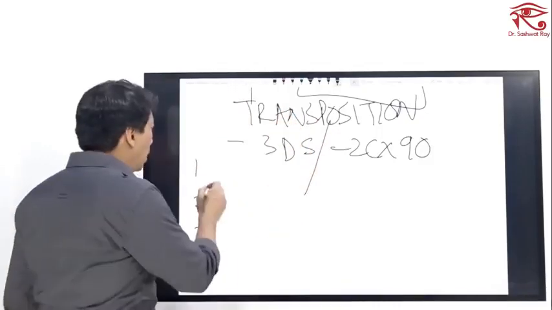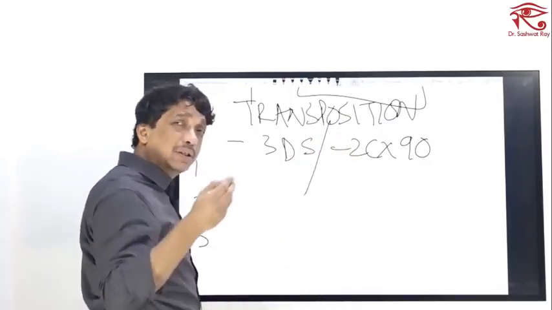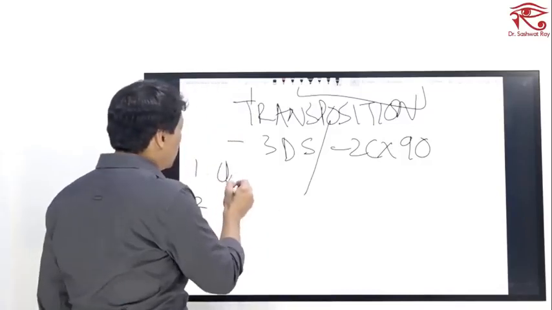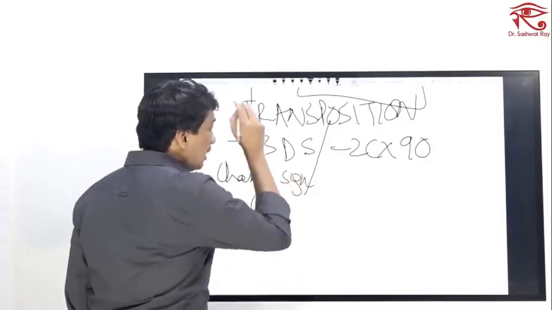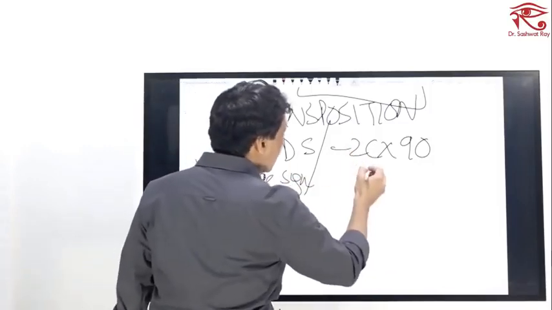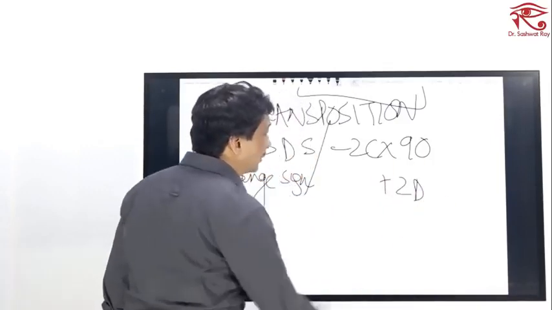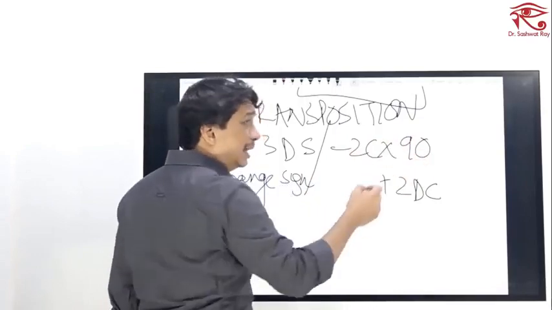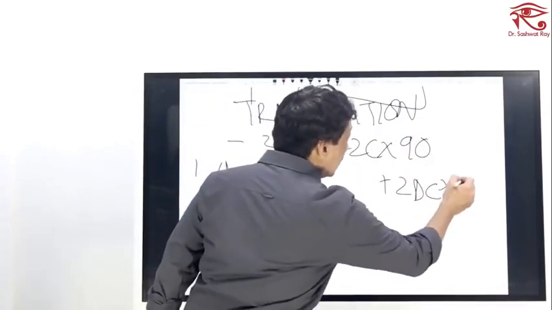Let's look at the rule. The first rule, if you remember, is to change the sign of the cylinder. If it's minus, change to plus. If it's plus, change to minus. So I make it from minus to a plus 2 cylinder. The second rule is to change the axis by 90 degrees. So if it's 90, it becomes 180 degrees.